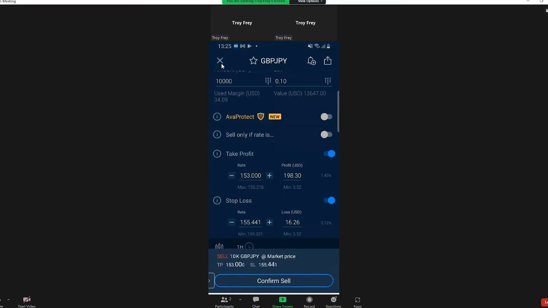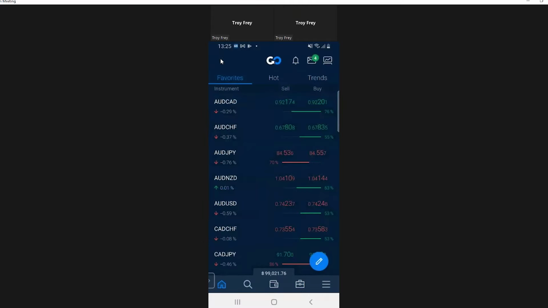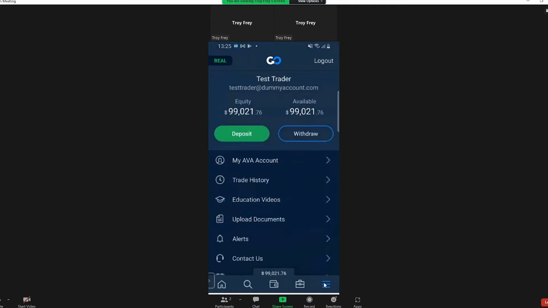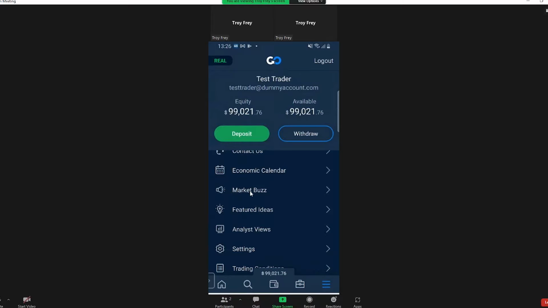Now, let's go ahead, and I want to show you these features as well that involve fundamental news. So let me go back to the home page, and let's say we want to go down here, click on the tab, and what help do I have with fundamental news from the web trader and from the app? And so what I'm doing is I'm going to Market Buzz. You see that right here, Market Buzz.